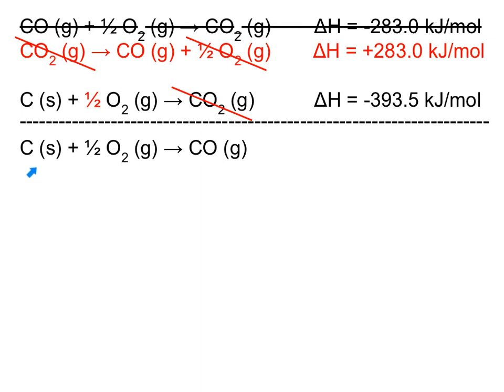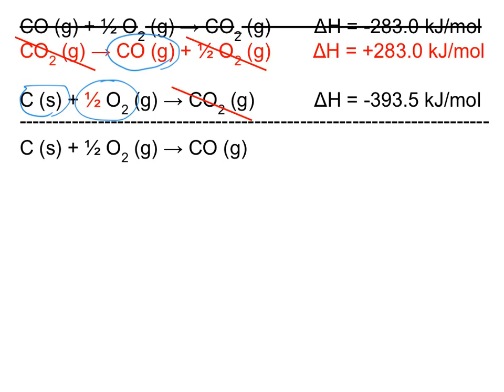So remember that we're looking for carbon plus half oxygen on our reactant side, and we see that that is in fact what we're left with. The only thing on our reactant side is carbon and half an oxygen. We don't have anything left on the reactant side in this equation. In our product side, we're looking for CO. We want carbon monoxide, and we see that that is in fact the only thing that we're left with on the product side in either of our equations. And so we've successfully manipulated our equations in order to attain our desired equation.